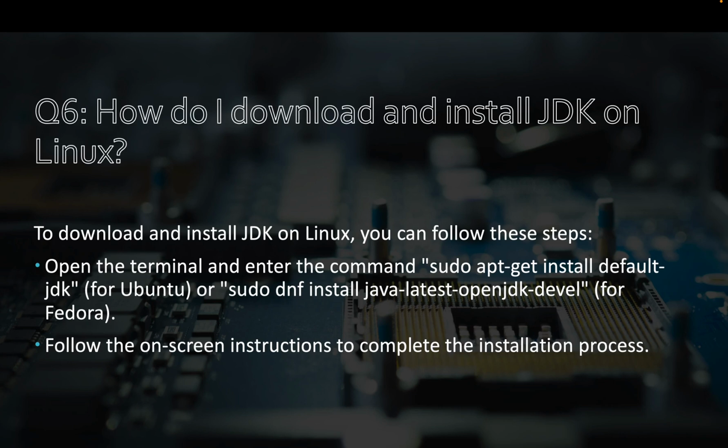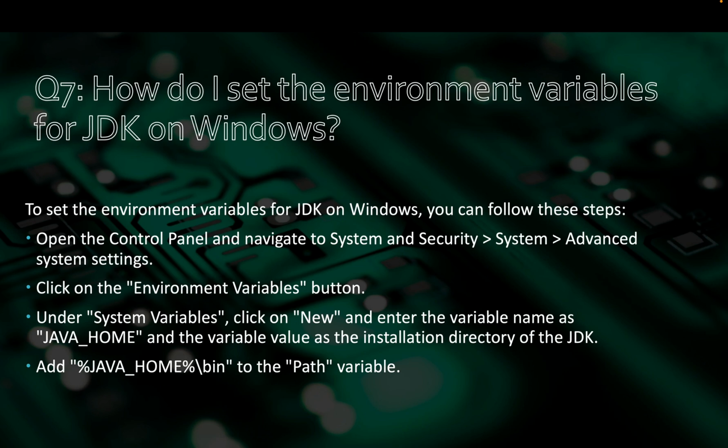Question number 6. How do I download and install JDK on Linux? To download and install JDK on Linux, you can follow these steps. Open the terminal and enter the command sudo apt-get install default-jdk for Ubuntu, or sudo dnf install java-latest-openjdk-devel for Fedora. Follow the on-screen instructions to complete the installation process.